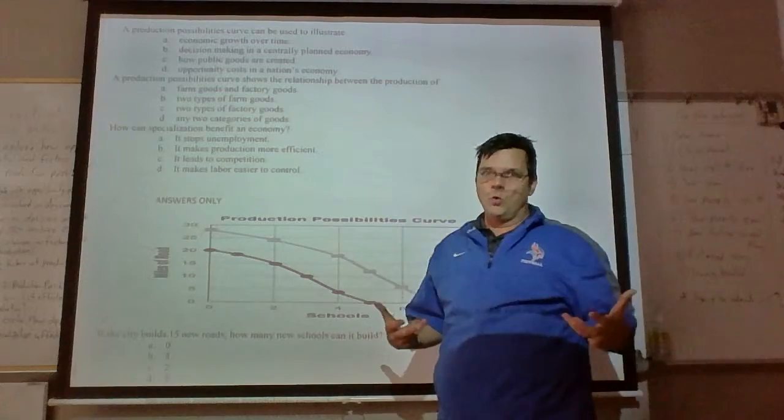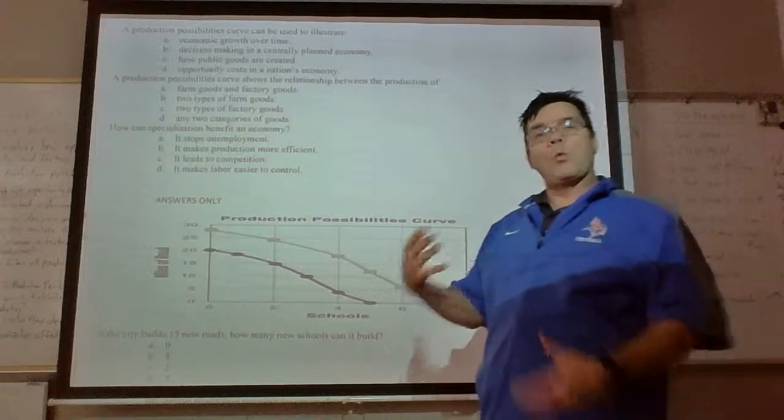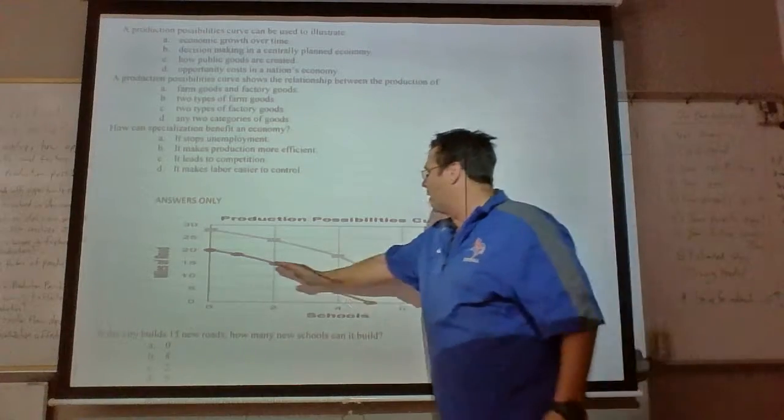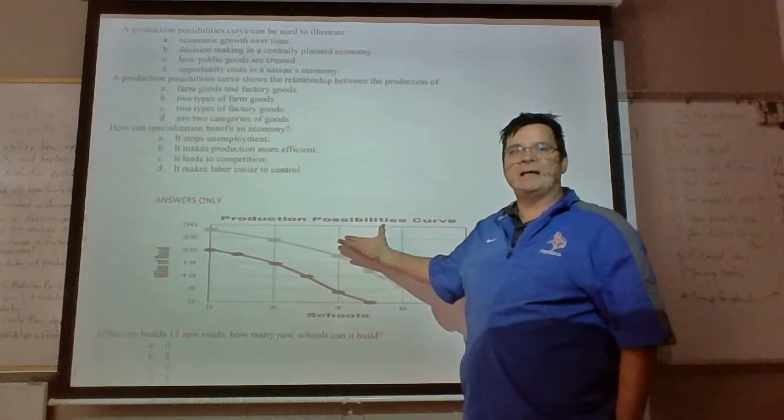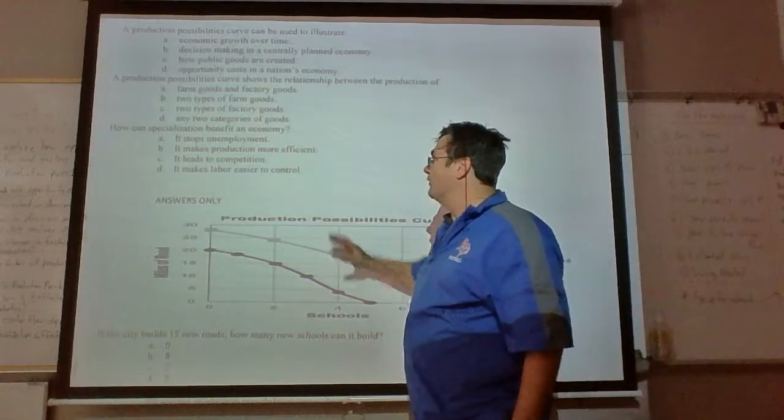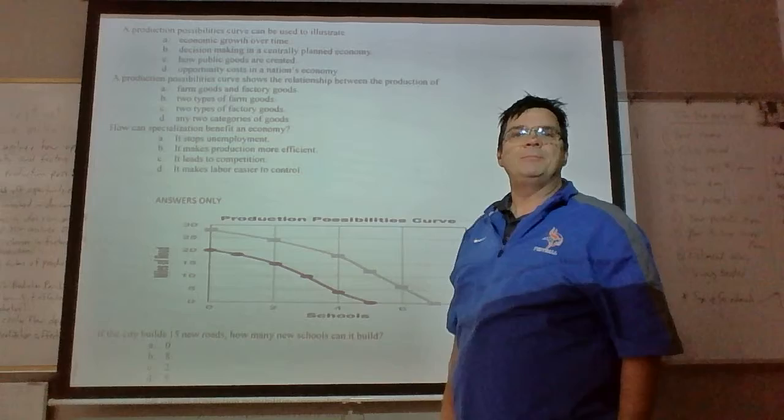And they don't have to change tools. They don't have to move around as much. So they're working faster and they're making more. And that increases the production possibilities. More production possible. All right? And that moves the curve. So specialization allows that to happen.